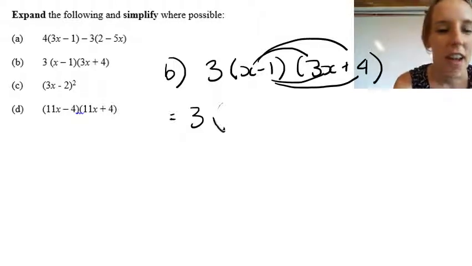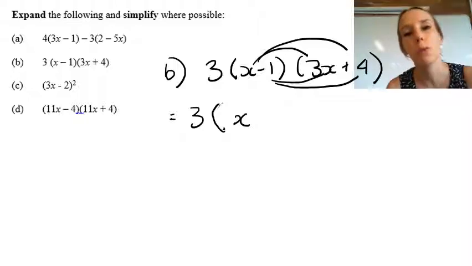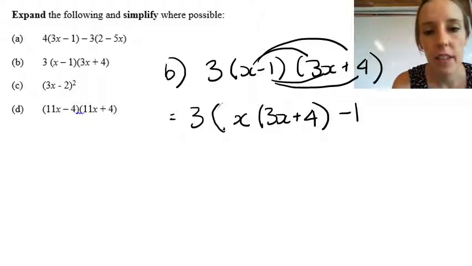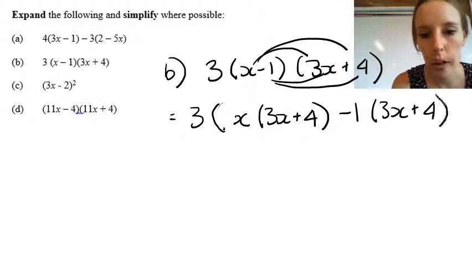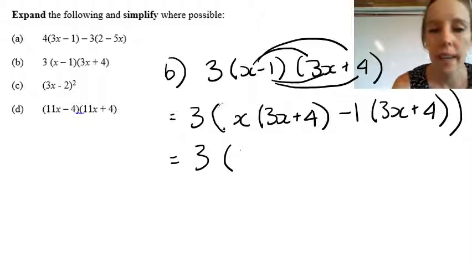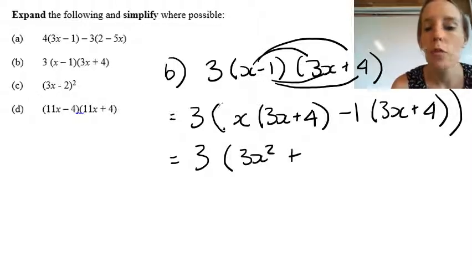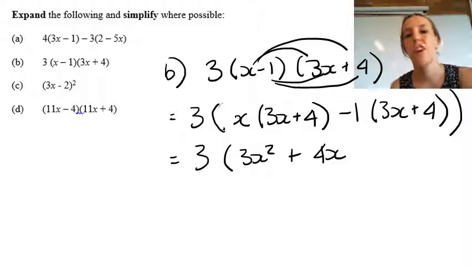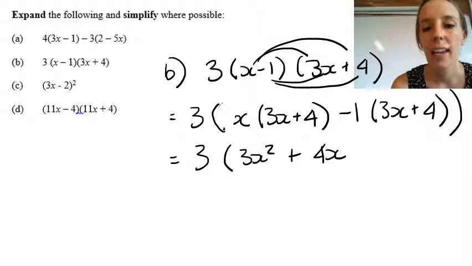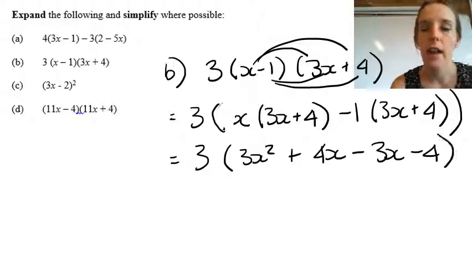Okay, so in my first lot, I'm going to do the x, and it's going to be multiplied by the second set of brackets. So it's going to be 3x plus 4, and then take 1, it's going to be 3x plus 4 as well, in my big brackets. And from there, I can just expand my brackets like I normally would. So 3x times x is going to be 3x squared, plus 4 times x is 4x. Again, I've got a take, so it's going to change the signs of everything following it. So it's like a -1 times 3x, which is going to be -3x, and -1 times 4 is going to be -4. So that's my answer there.